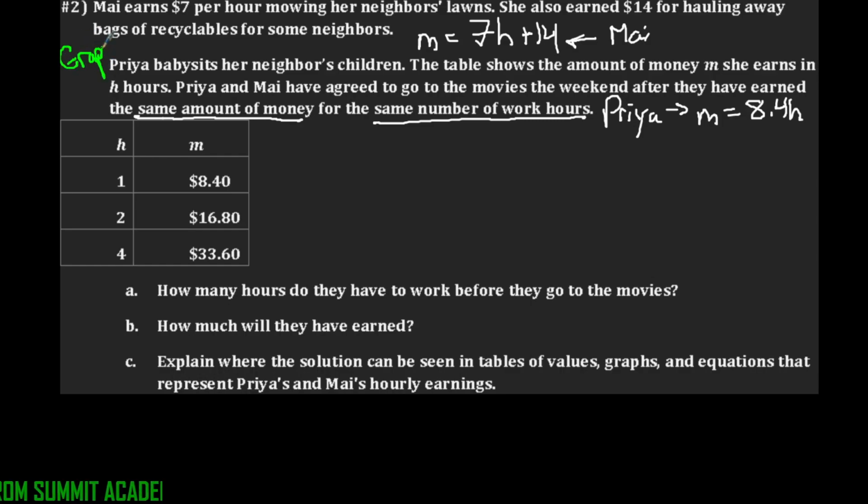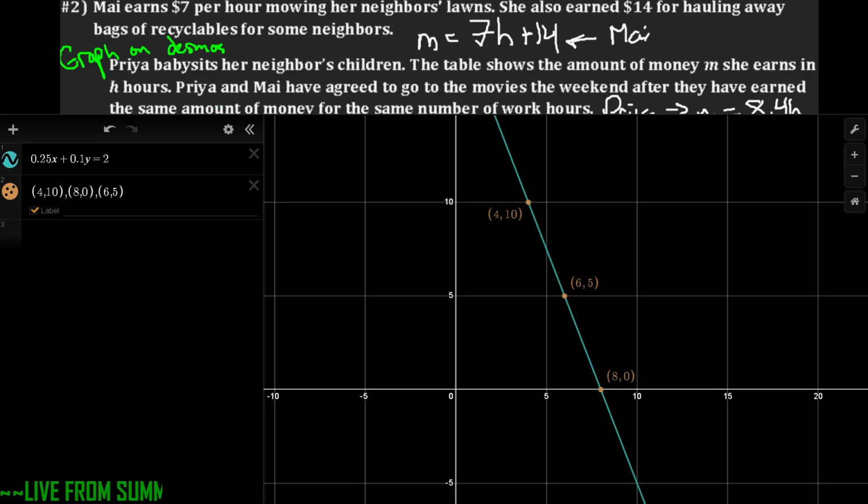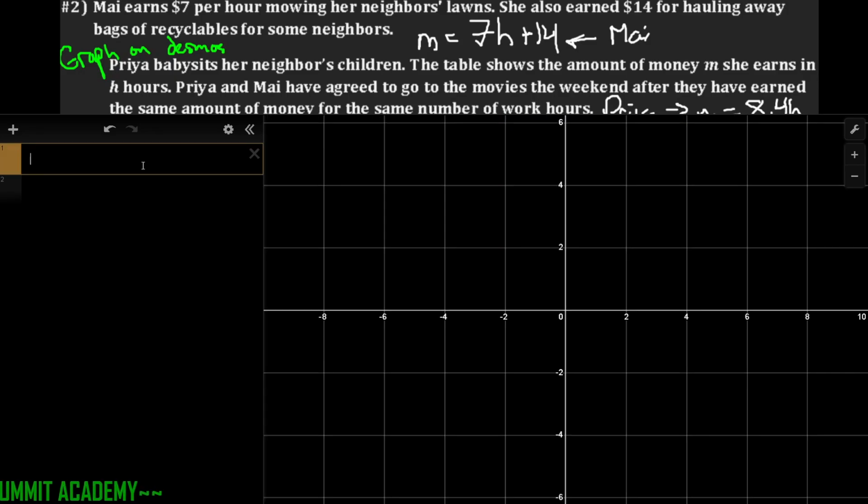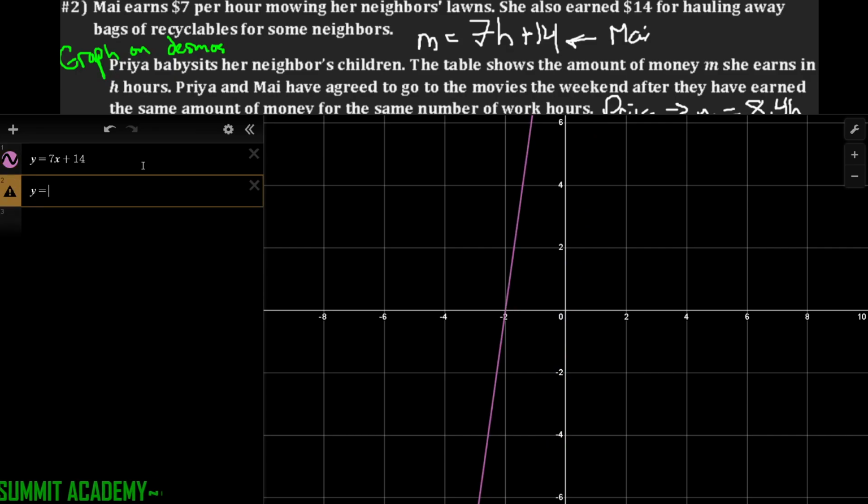Graph on Desmos. Make sure you replace H with X and M with Y. So what I can do is type in my two equations for this situation. In my graph I have Y equals 7X plus 14, and my other equation is Y equals 8.4 times X.